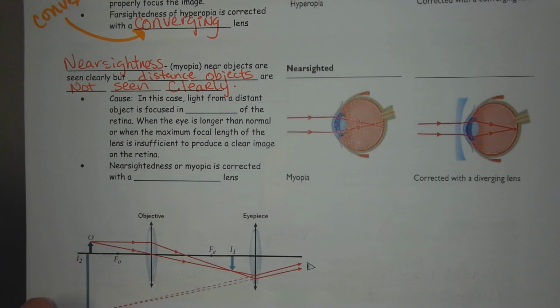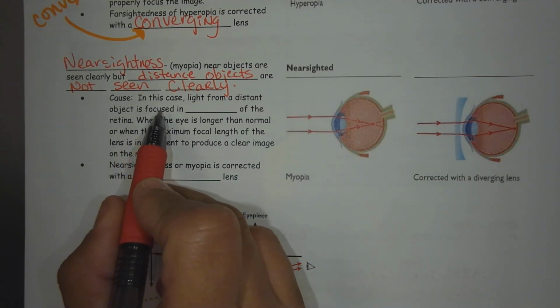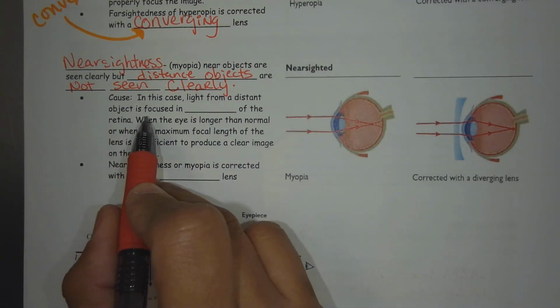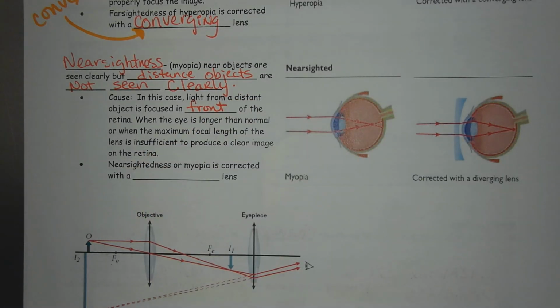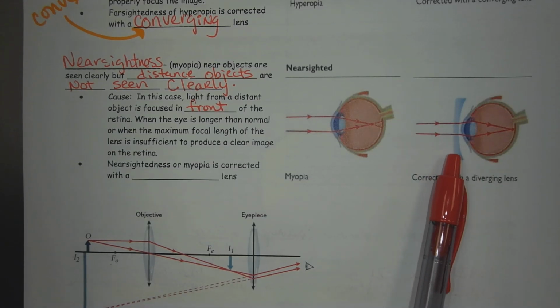It's difficult to see far away. So it says here, in this case, light from that distant object is focused in front. Remember that image? That focal point is located in front, right here. Your retina should be back here, touching the back of your eyeball, but the image is produced over here. So again, you're not seeing it very clearly. You're going to have to put on glasses.